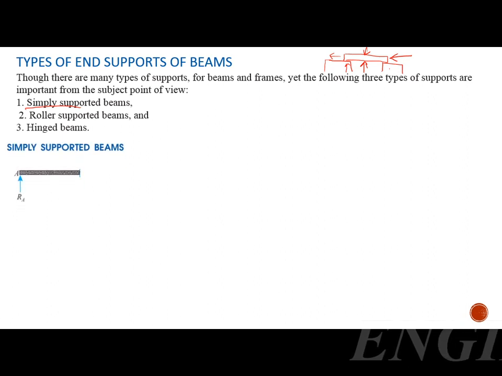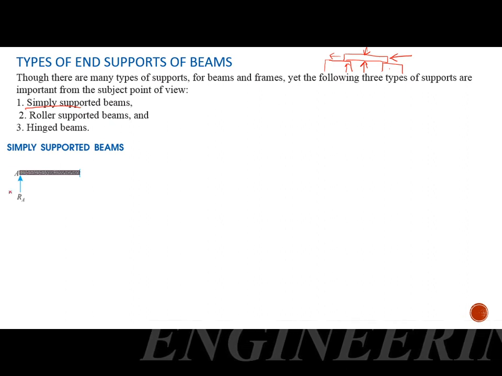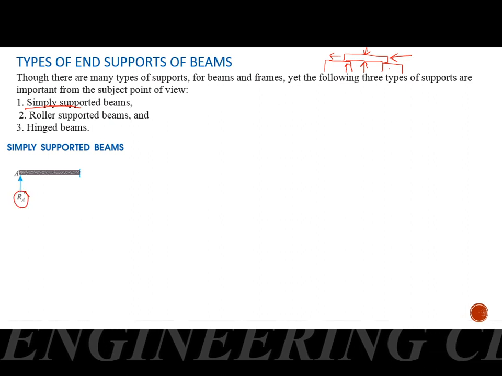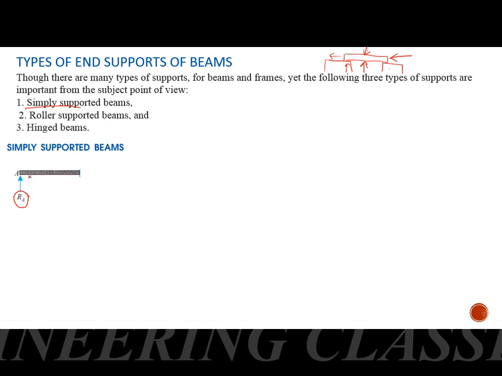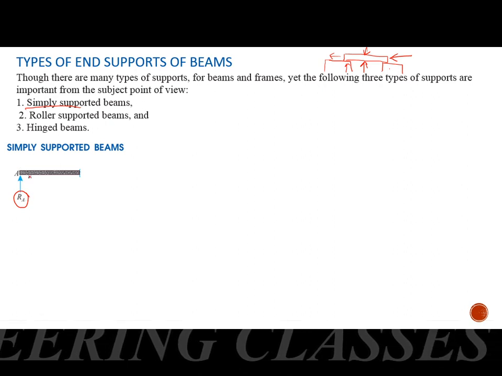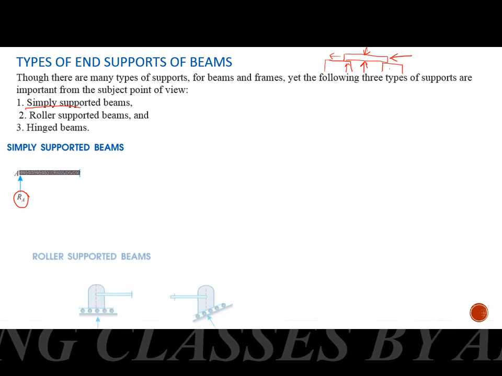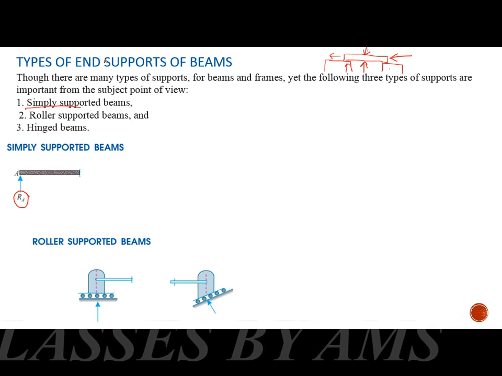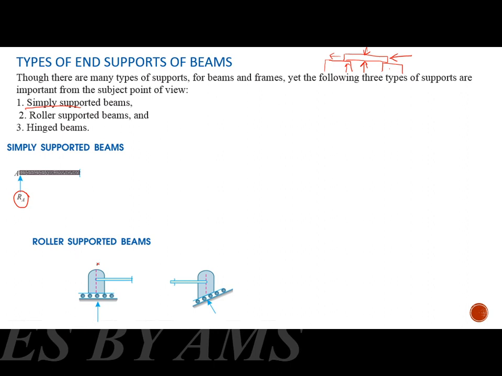So here is a representation of the simply supported beam. We will be representing the reaction as an upward arrow, and we will be denoting it as R. As it is acting at the point A, we will be denoting it as RA. If we do a problem, you will get more idea about that. And before that, we will be going through another type of support, the roller support.